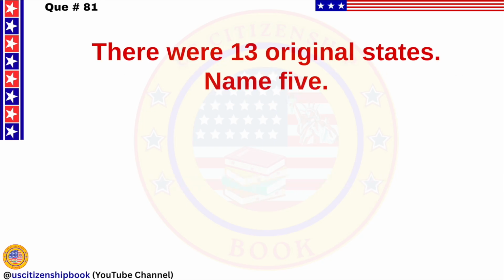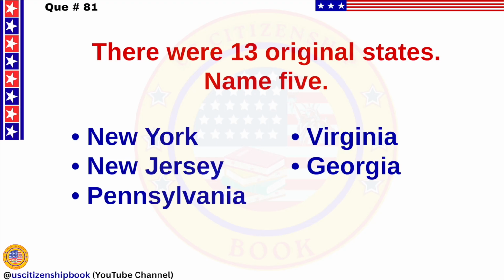There were 13 original states. Name 5. New York, New Jersey, Pennsylvania, Virginia, Georgia.